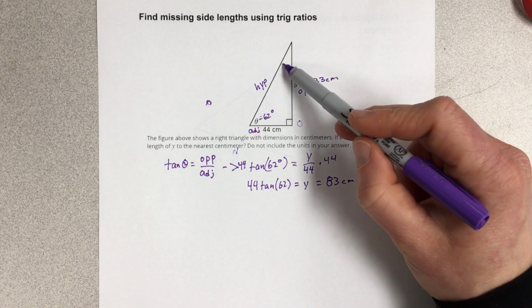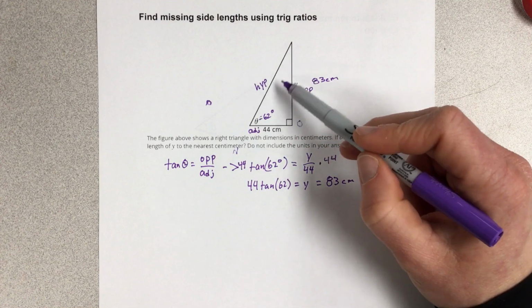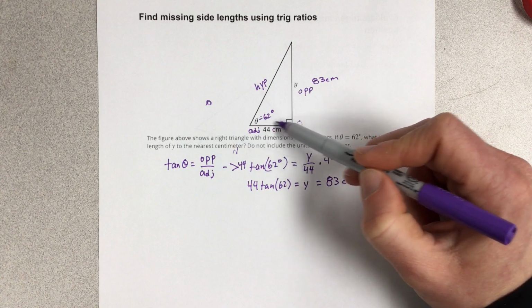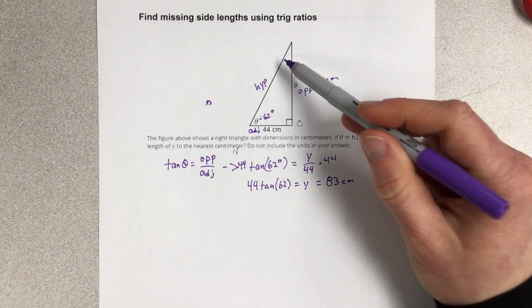And then to find this angle up here, if they ask you to find that angle, we know that the angles in the triangle add up to 180, so if I added these two together and then subtracted it from 180, I would get that angle there.